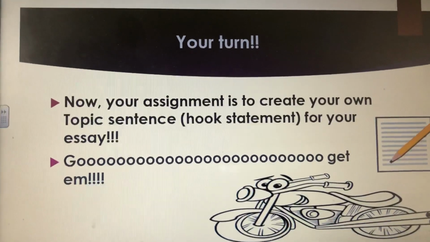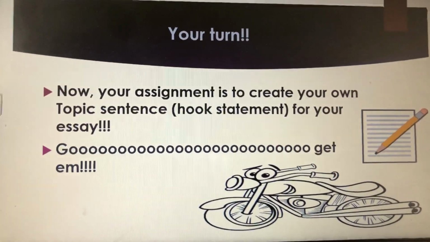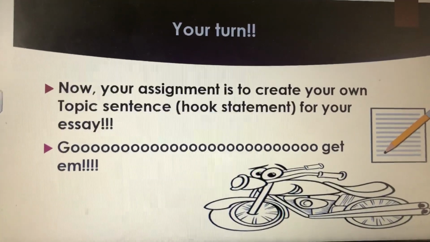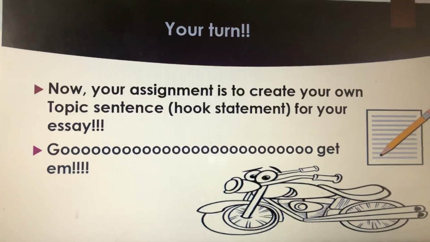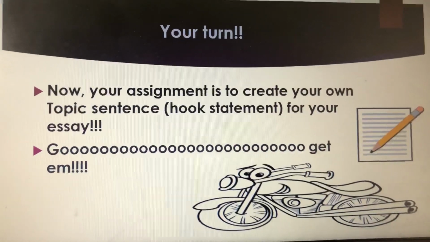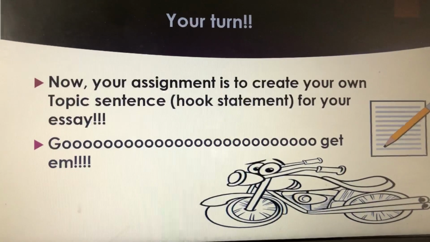Reread both of your articles, reread your thesis as well as my feedback that I gave you. And now it's your turn to create either a bold statement or to ask a very intriguing question so that your reader will be totally in tune to your paper.